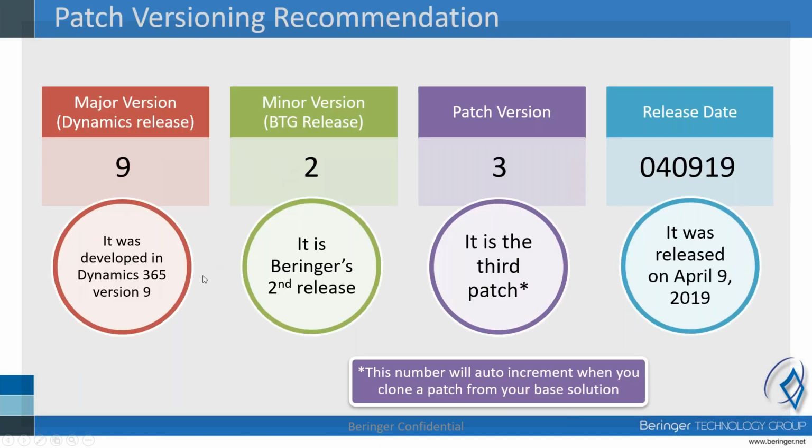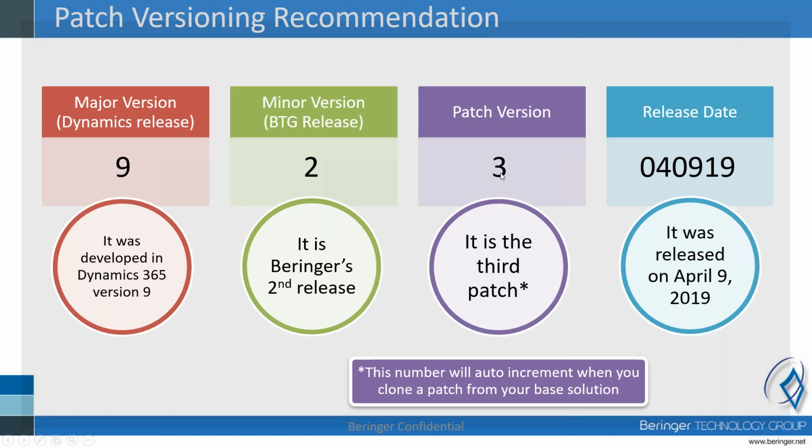So we talked about the versioning for the solution. So this is our recommendation for versioning for the patches. So again, our major and minor release numbers, the first 2 numbers are going to stay the same for all of your patches because they're all part of that base solution. So if your solution was 9.2.0 point whatever the release date was, all of your patches are going to start with 9.2 as well. So you're going to have 9.2, and this is just an example.